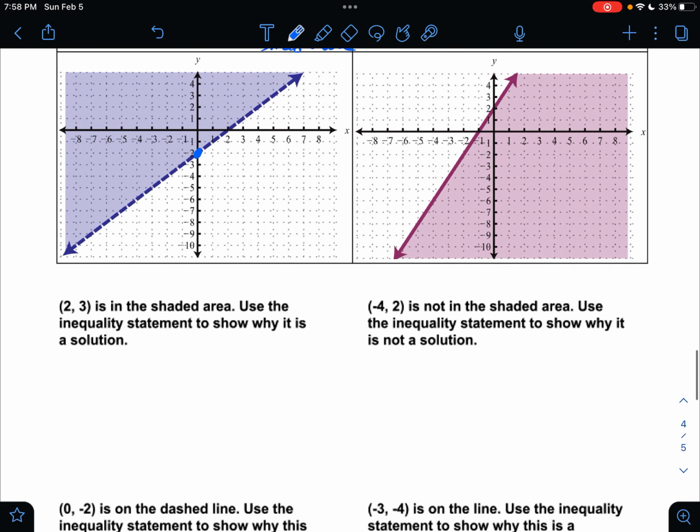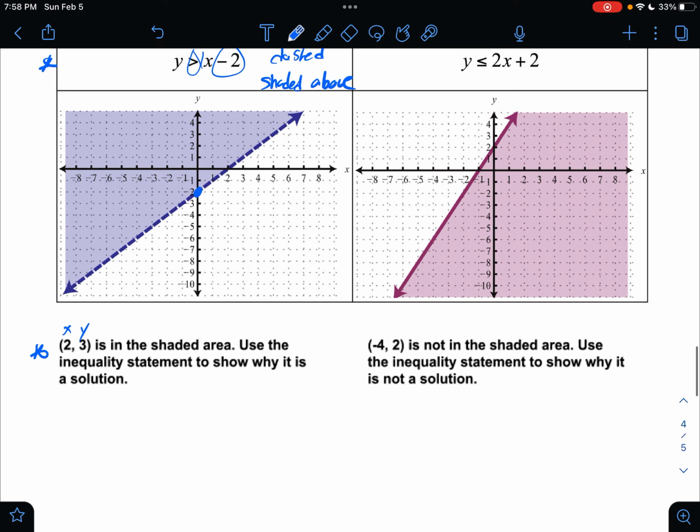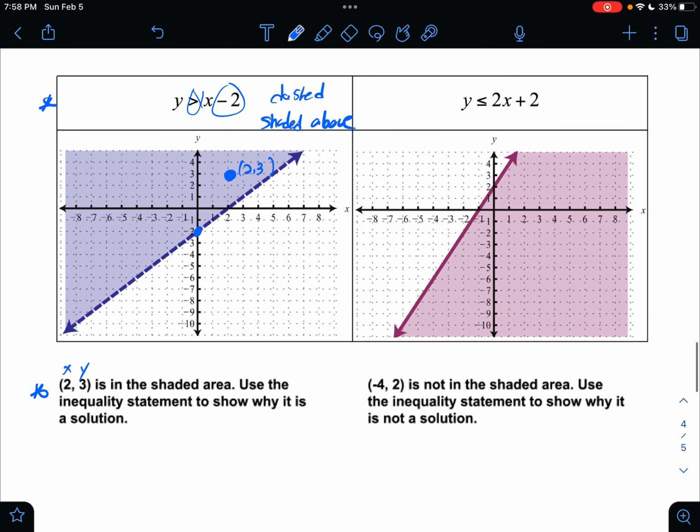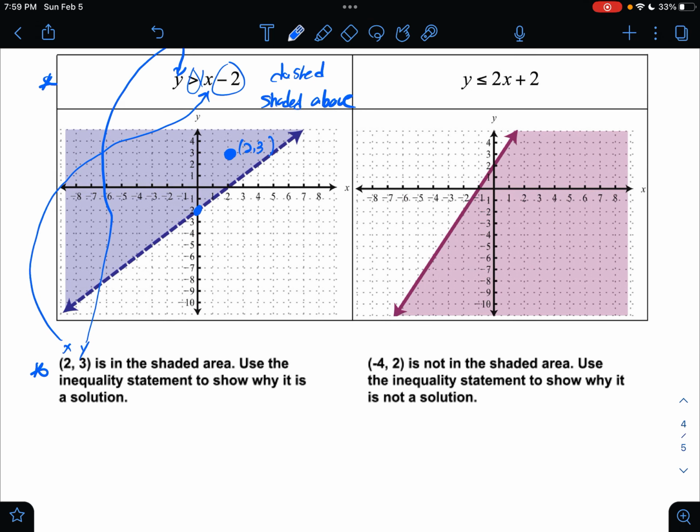So we'll notice now down below, it says (2, 3). Remember, that's an x value of 2 and a y value of 3, in the shaded area. Let's just graph that. So (2, 3) is this point right here. Use the inequality statement to show why it is a solution. Okay, so if it's (2, 3), that means we're going to put the 2 in for x, and the 3 in for y. And once again, we're going to show why this is true.